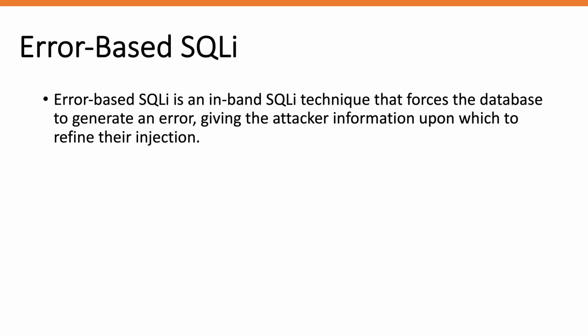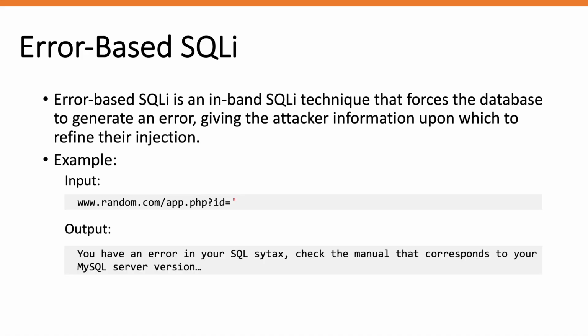Error-based SQL injection is an in-band SQL injection technique that forces the database to generate an error, giving the attacker information that could potentially aid in developing the injection payload. Let's take an example. Imagine you have an application, www.random.com, that has an ID parameter that is vulnerable to SQL injection. In this case, we're putting a single quote in the ID field, and because that is a SQL character and this is vulnerable to SQL injection, that single quote will become a part of the query, break the backend query, and output an error.